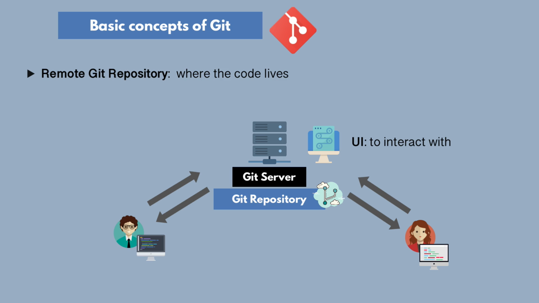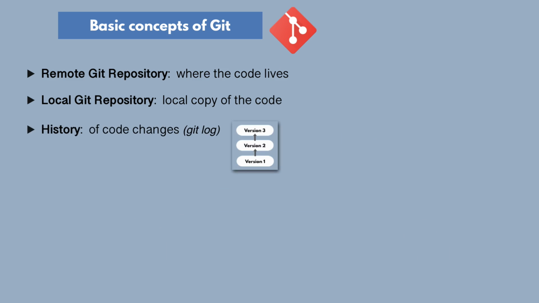It also has a local Git repository. This is where you keep your local copy of the remote repository code, and this is where your changes are saved and kept until you push them to the remote. It also has a history of the code changes. This is a log, Git log.